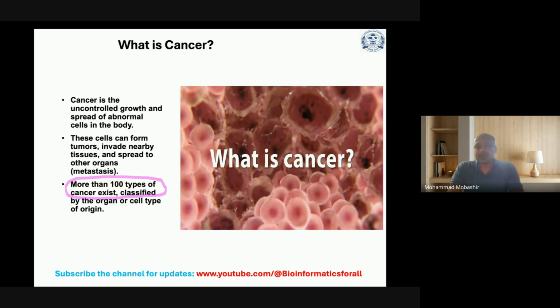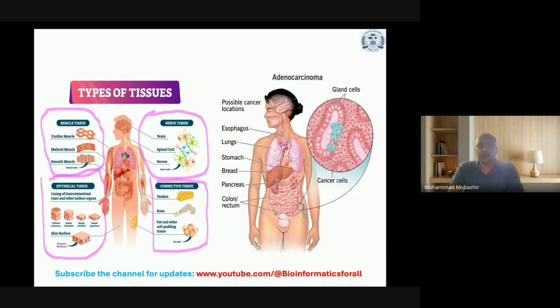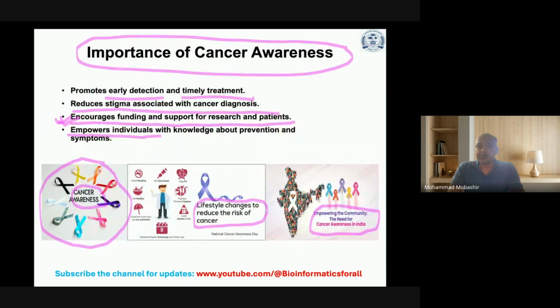So what is cancer? These things I have already introduced. Cancer is the uncontrolled growth and spread of abnormal cells in the body. These cells can form tumors, invade nearby tissues, and spread to other organs, that is metastasis. More than 100 types of cancer exist, classified by the organ or cell type of origin. Now, different types of cancer: ovarian cancer, breast cancer, lung cancer, pancreatic cancer, colorectal cancer, and many more.